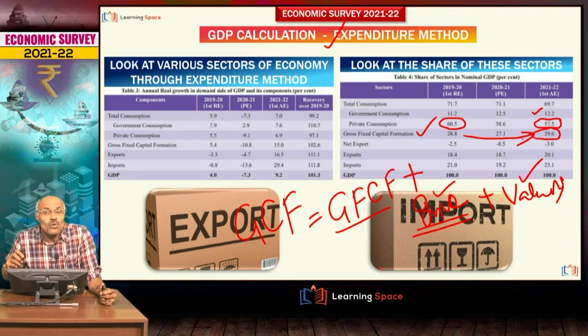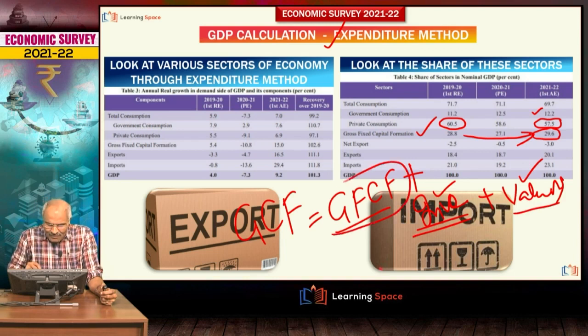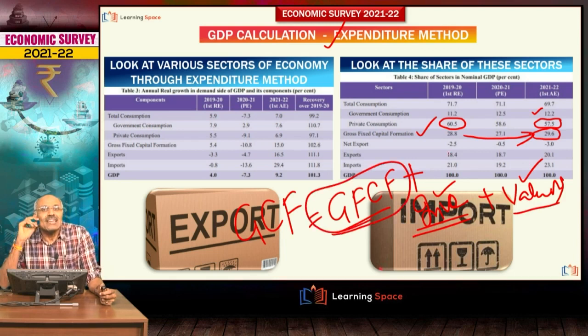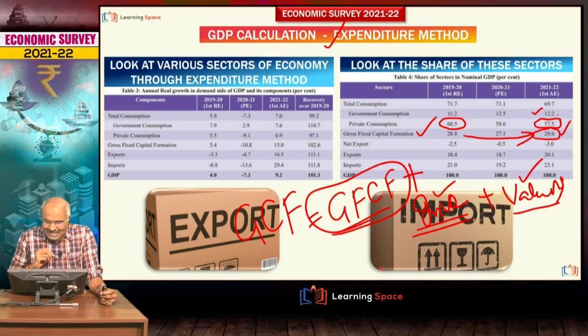Valuables, gold. If the gold reserves increase, or if gold is purchased by the residents, it is a capital asset, but it will not assist in investment purposes. So therefore it is shown separately as valuables. And here gross fixed capital formation is considered as investment expenditure. And one positive thing is it is increasing.